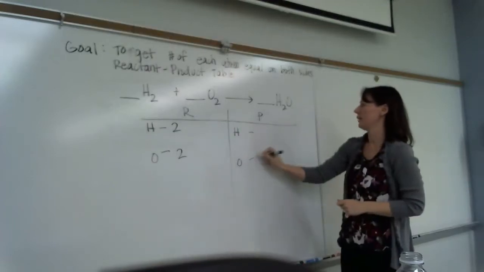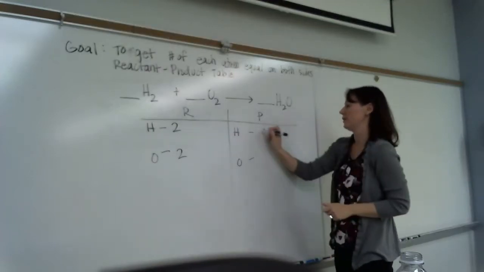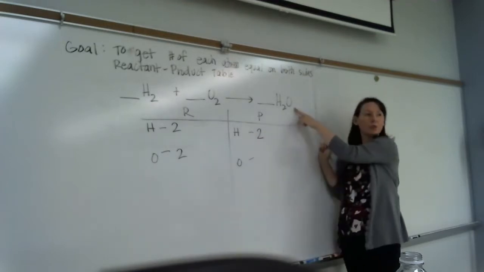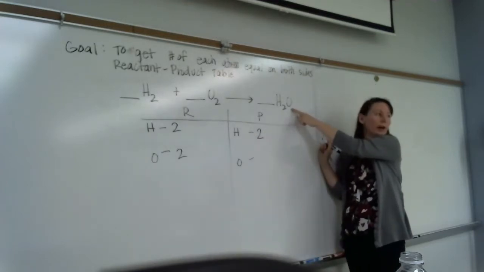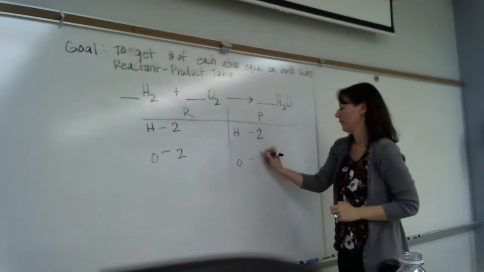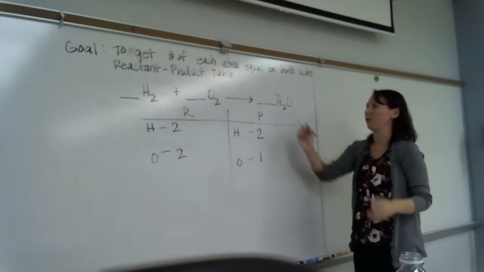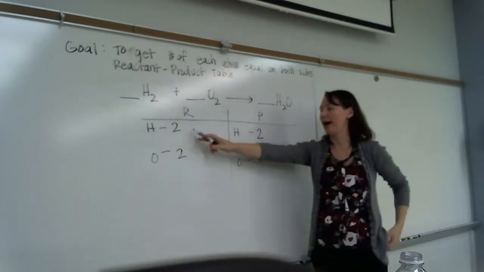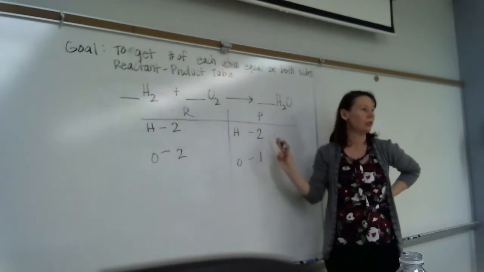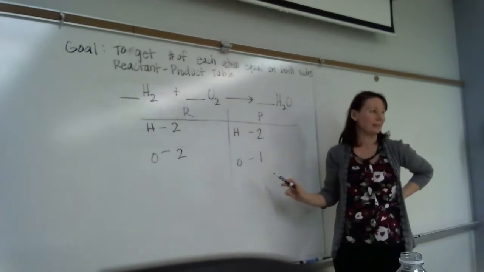All right, on the product side, we've got 2 hydrogens. And if there's no subscript, how many oxygens do I have? Just 1, right? So we want the number of each atom. So right now, hydrogen is already balanced, right? 2 and 2. But oxygen isn't.